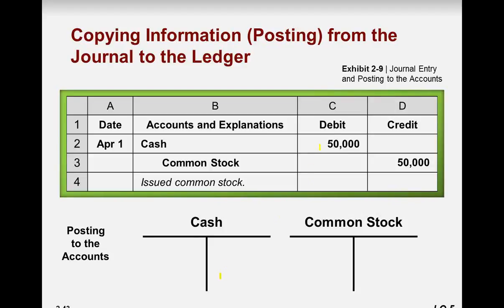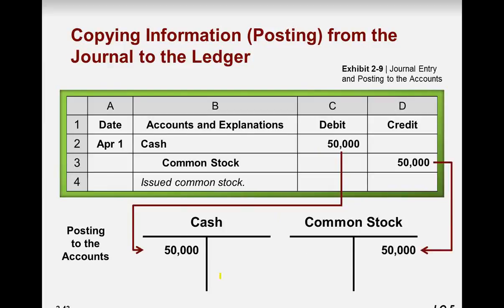To transfer this balance, if I had a debit of $50,000 for cash, then it will go on the debit or left side of my cash T account here. The same thing for my credit. For common stock, I'm going to just move that to the credit side because it was a credit entry. Remember, debit means left, credit means right.